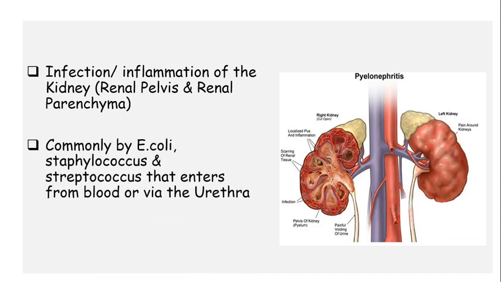Now, most of the time, pyelonephritis is caused by microorganisms like E. coli, staphylococcus and streptococcus. These bacteria can get into the kidney from various sources. Sometimes it is by ascending urinary tract infection. That is, these microorganisms can enter the urethra, and through the urethra they can ascend up, up and up until they reach the kidney and cause this infection. Or in some other cases, these microorganisms may have been in the blood. So when blood flows into the kidneys, these microorganisms can get into your kidneys and cause the infection.